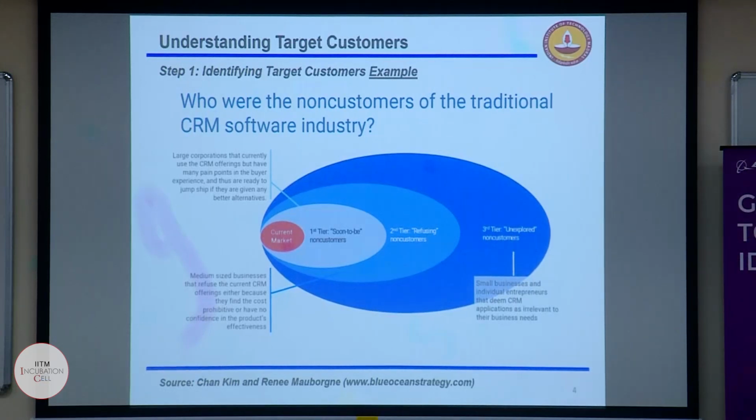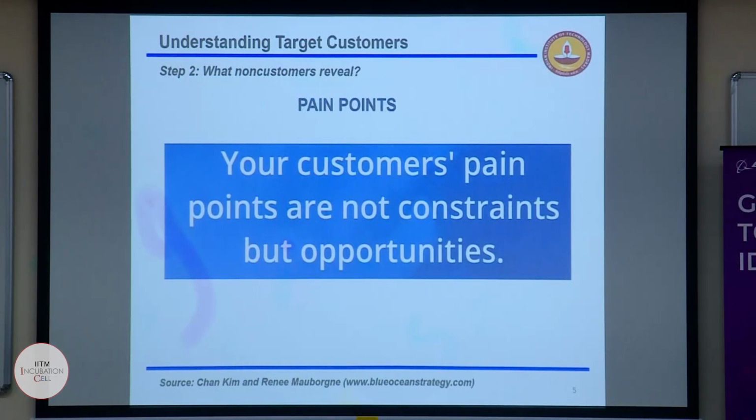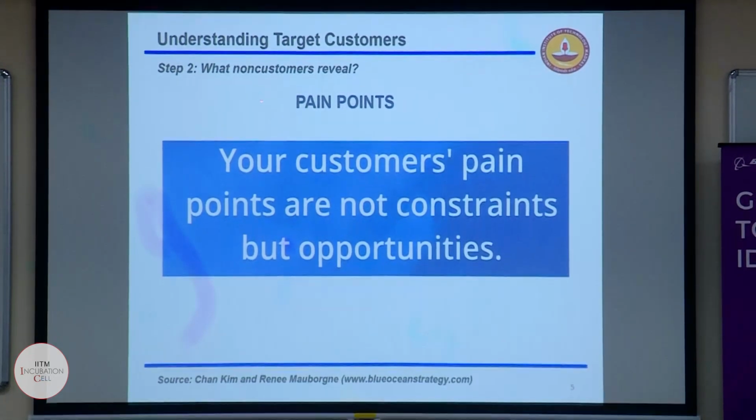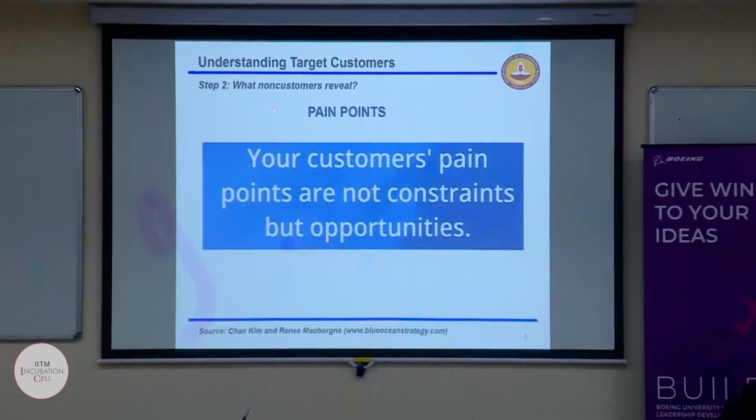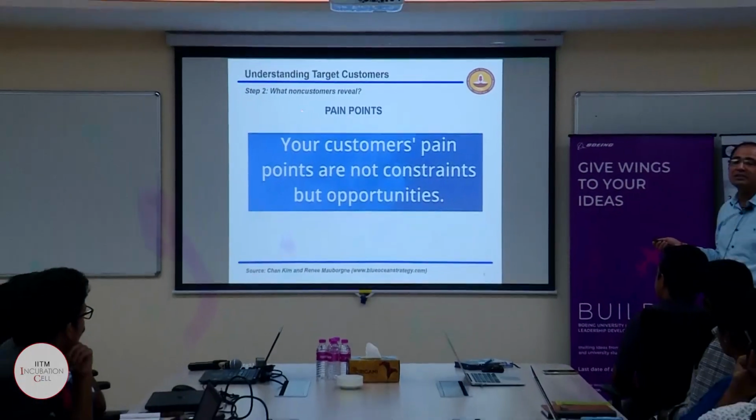Once we understand the various types of customers, we have to look at tier 1, tier 2, tier 3, who are called non-customers, right? Soon-to-be non-customers, refusing and unexplored. Now we have to study why the soon-to-be non-customers are soon to be non-customers. Why are they ready to jump ship? Why are refusing customers not buying? Why have unexplored customers not thought about the established offering?